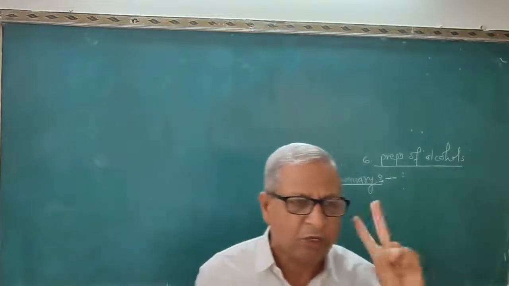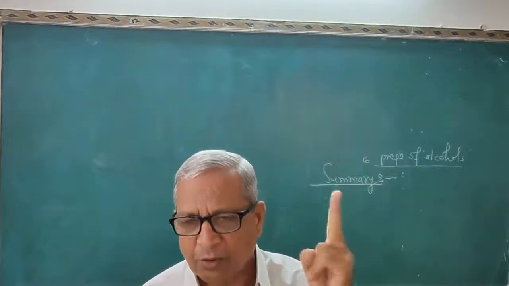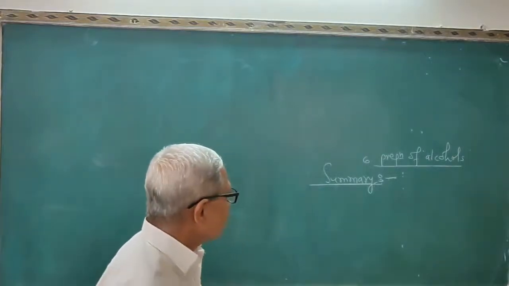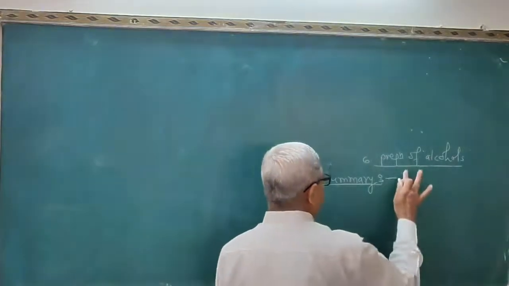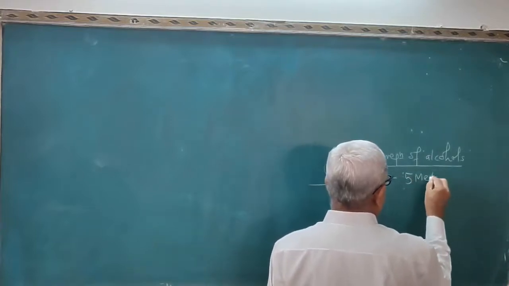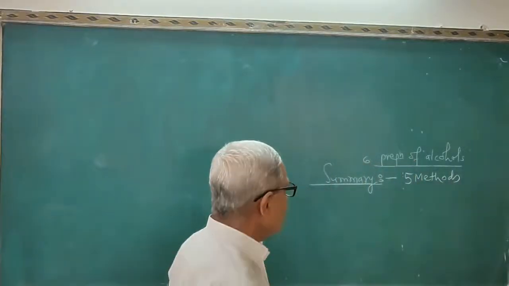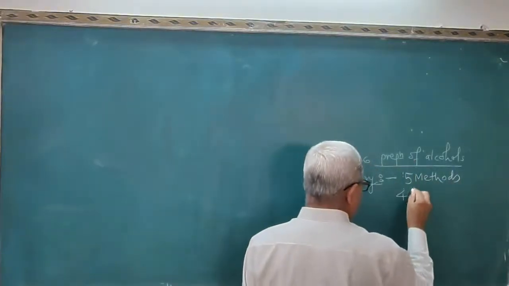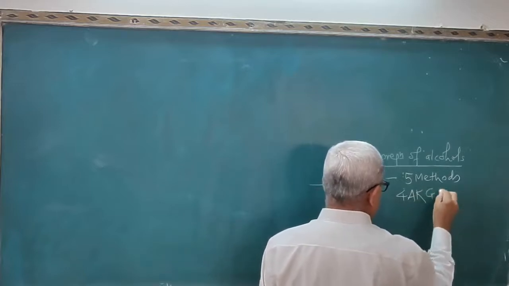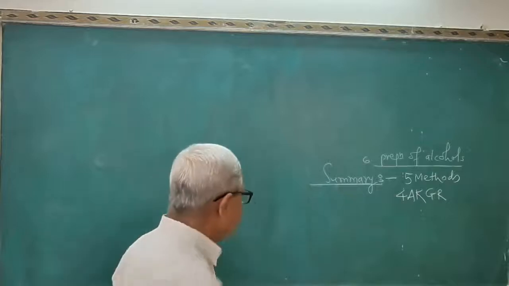Maximum questions will be set only on 2 points: preparation and chemical properties, which are known as the reactions of alcohol. So see the summary here. There are totally 5 methods for the preparation of alcohols. These are shortly denoted as 4-AKGR. I will explain the meaning of the term 4-AKGR.